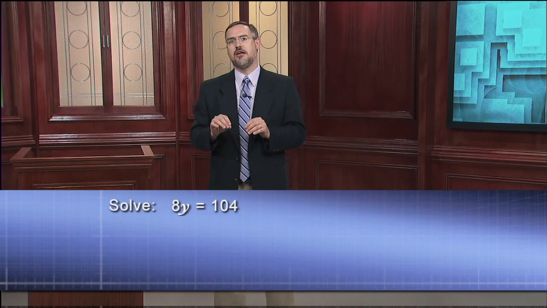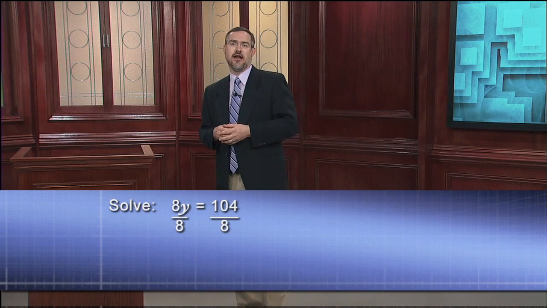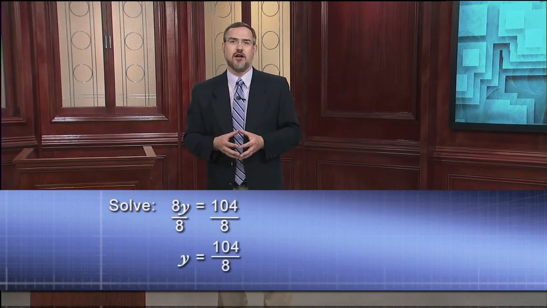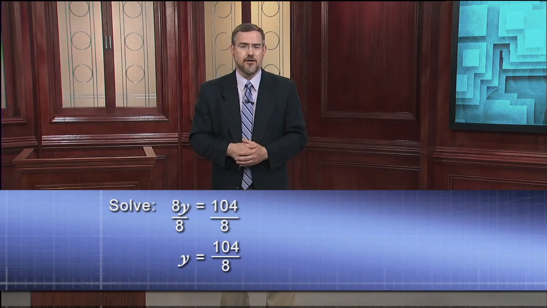Well, here's the answer. The 8 is being multiplied with the y. What's the opposite of multiplication? The answer is division. So let's take our equation, 8y equals 104, and divide both sides by 8. Remember, if you're going to divide the left-hand side by 8, you have to divide the right-hand side by 8 as well to keep the equation balanced on both sides. Now, what happens when you do that? When you divide by 8 on the left-hand side, the 8's simply cancel, and you have y, or 1y, if you want to write it that way. I would just write it as y. So the left-hand side now just has y on it.